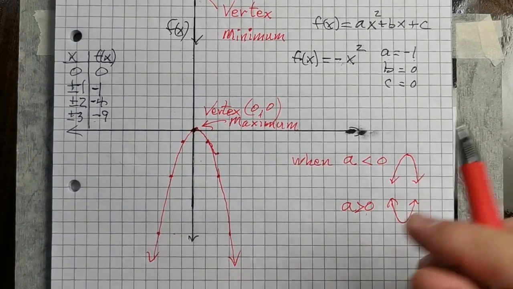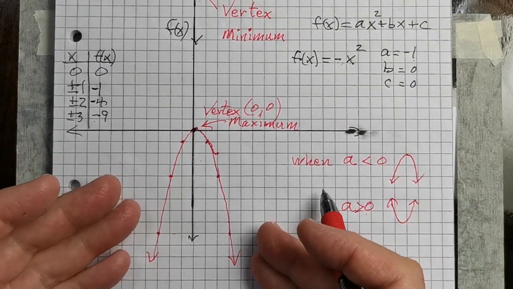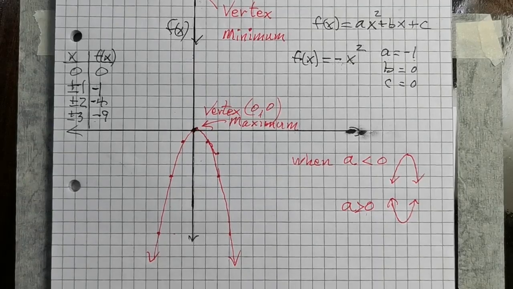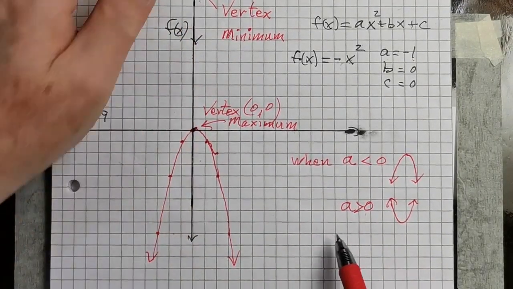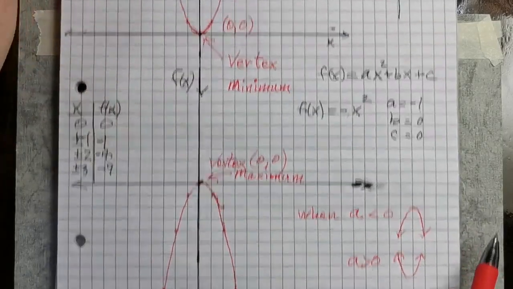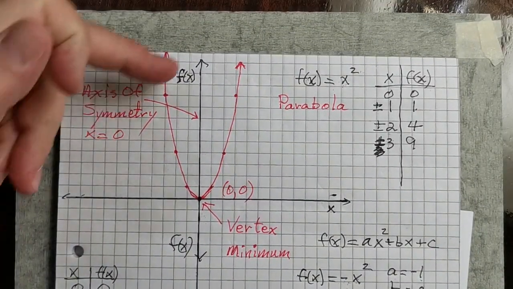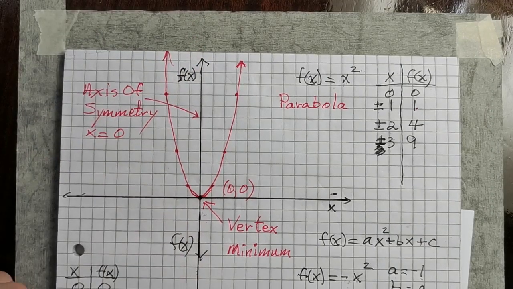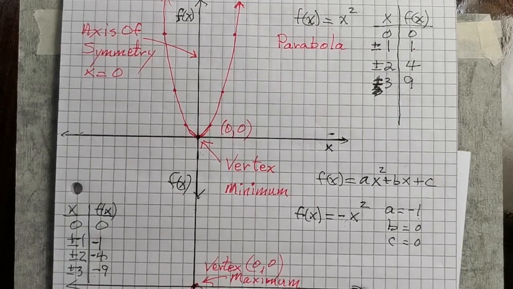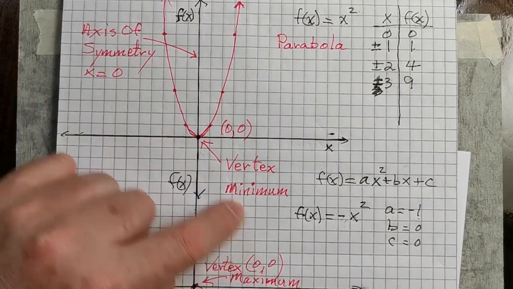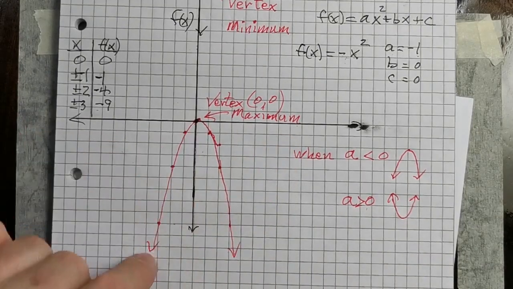So what have we learned so far? We've learned about standard form. We've learned that this type of graph is called a parabola. We've learned that it's symmetrical about a line called the axis of symmetry, which we had right up here. And we've also learned that the vertex will represent a minimum or, like we did here, a maximum.